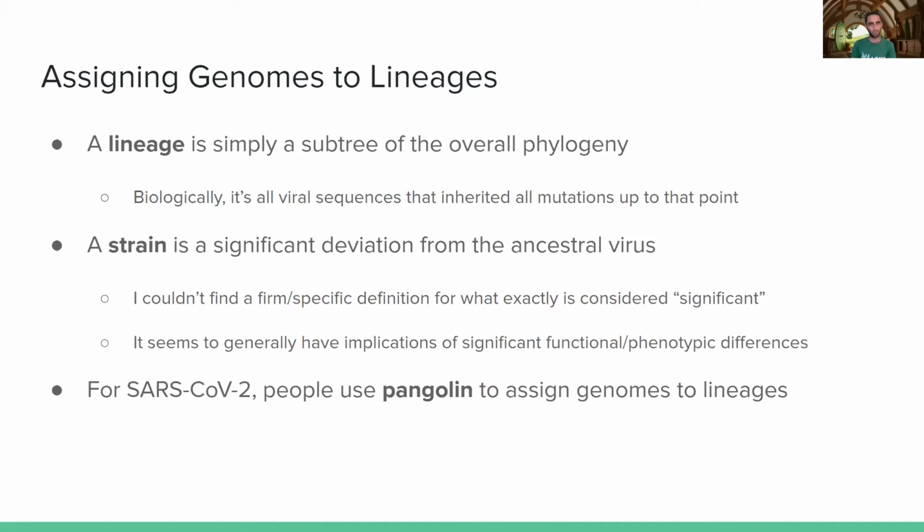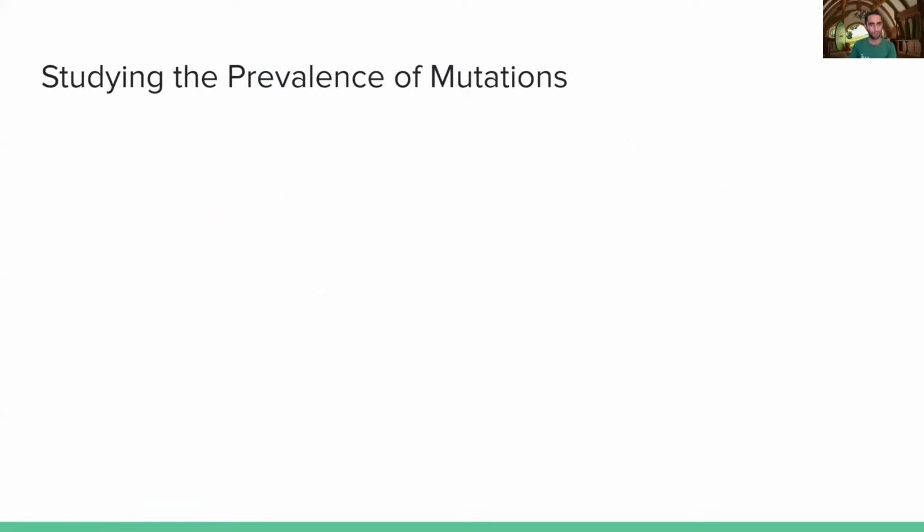For SARS-CoV-2, people use a tool called Pangolin to assign genomes to lineages. And here's a link to the Pangolin GitHub repository. They have a bunch of criteria for what defines a lineage, and a bunch of criteria for how someone can submit a lineage, stuff like that. But it's basically a tool where you give it genome sequences of SARS-CoV-2, and the tool will assign each sequence to one SARS-CoV-2 lineage. And then you might also want to study the prevalence of mutations.